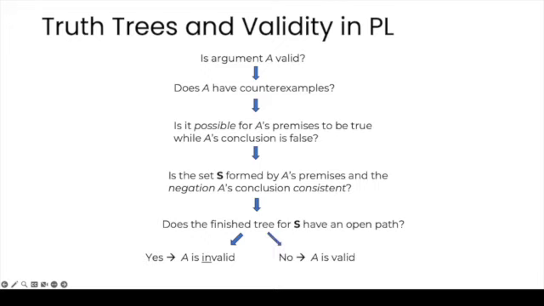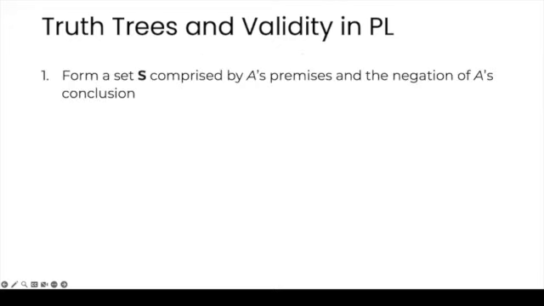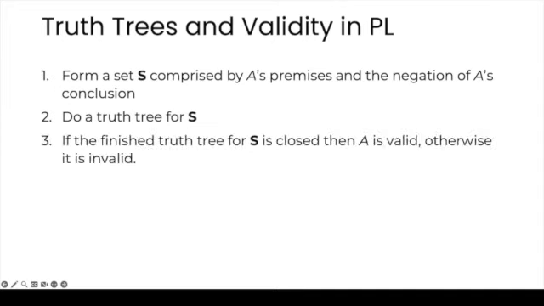So, and again, I'm refreshing your memory, the procedure for testing validity for an argument A is the following. First, form a set comprised by A's premises and the negation of A's conclusion. Then do the truth tree for S. And then, if the finished truth tree for S is closed, then A is valid. Otherwise, it is invalid. So let's go to the blackboard to do an example.